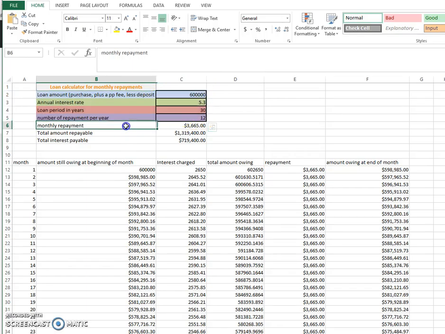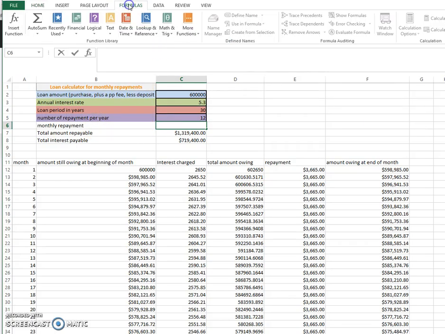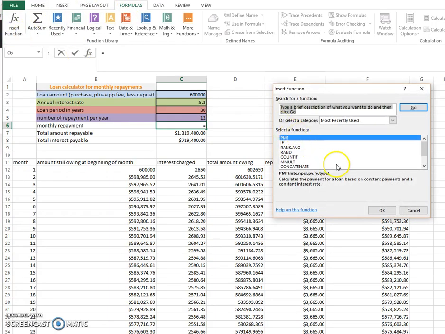Right, now we come to the crucial line here. Here is where you need to calculate the monthly repayment. The example I've got here is just a number, and that is actually not correct. So let us just delete that, and I will show you how to enter the formula. There's a special formula that calculates the monthly repayment, and to find it, we go into formulas and we go into insert function.